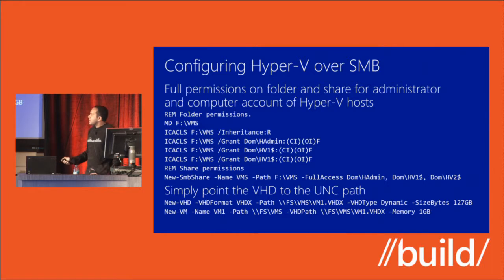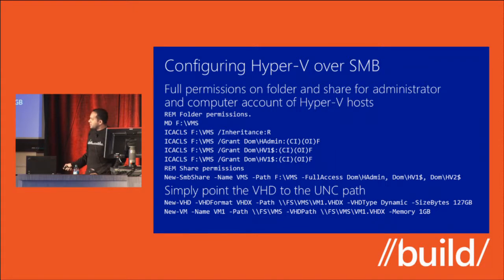So if your Hyper-V instance is running on this machine called HV1, that machine will access your file share in the context of the machine account, which is this domain/HV1 user. So you grant permissions to that, you grant permissions to the admin. Now, this is illustrating the new PowerShell feature for creating your file share. So you create a file share pointing to that path and granting permissions to these accounts.